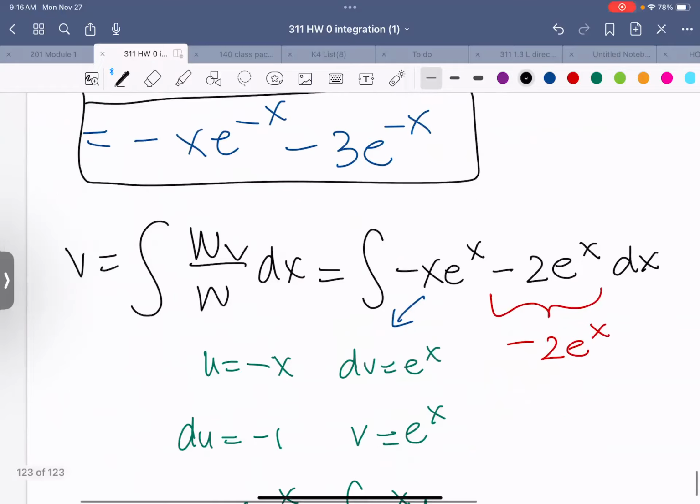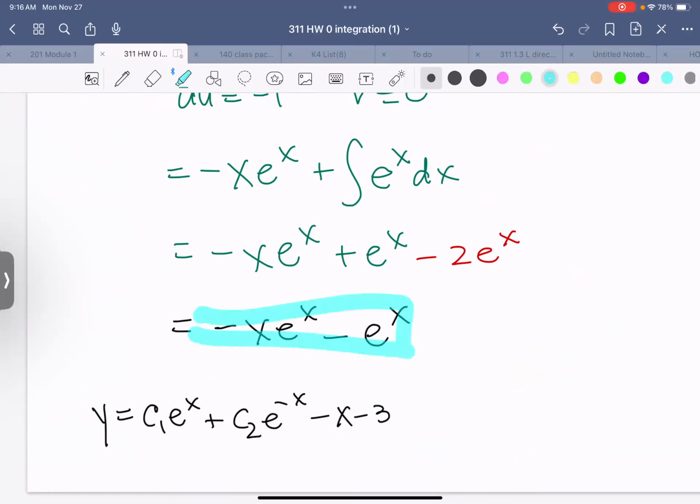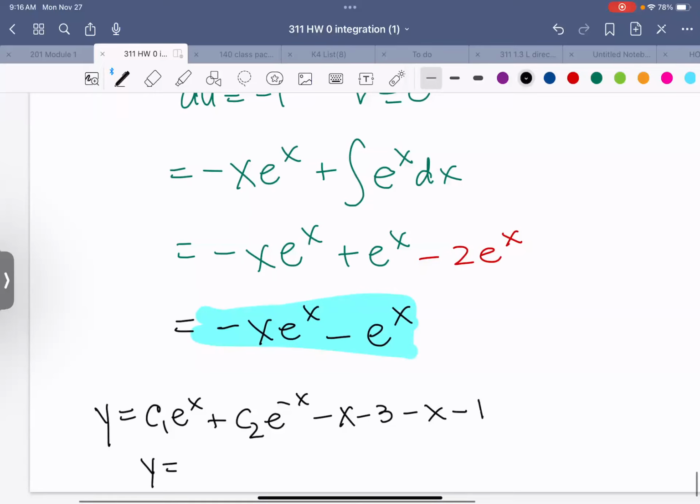So that's going to give me negative x minus 3. And this one, I'm multiplying by e to the negative x because that's my y2. And when you do that, the e to the x's cancel out and you'll end up with minus x minus 1. And that's where you get the same thing. Minus 2x minus 4.